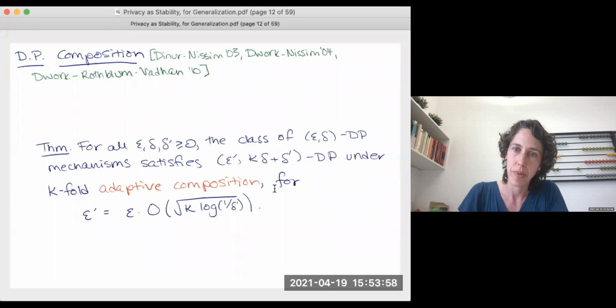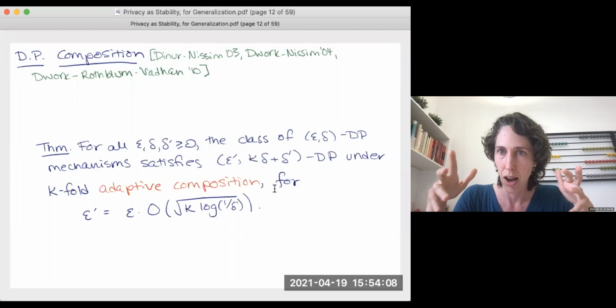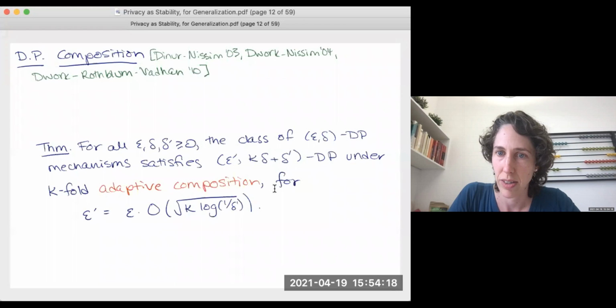Okay, questions about this? I realize this is kind of fast through concepts and ideas that are unfamiliar, but I want everybody to at least get the spirit of the stability notion and the guarantee that it enjoys so that we can go forward and use it. Questions?